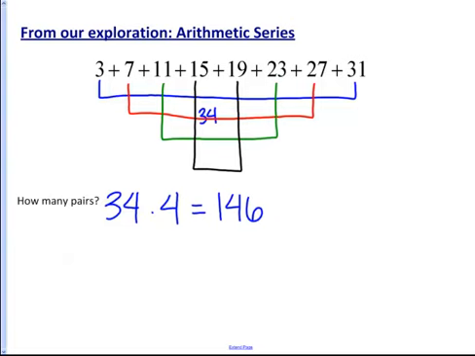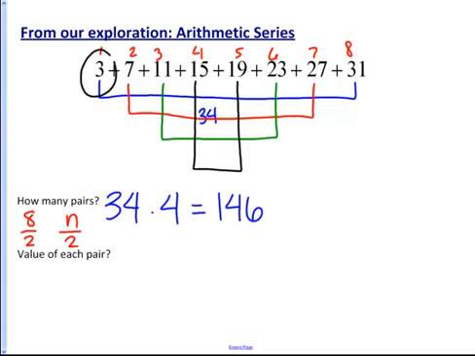How many pairs are there? Well, in this case, there were 8 total terms. And since there are 8 terms, there are half as many pairs, so there were 4 pairs here, and in general, if you have n terms, you have n over 2 pairs.